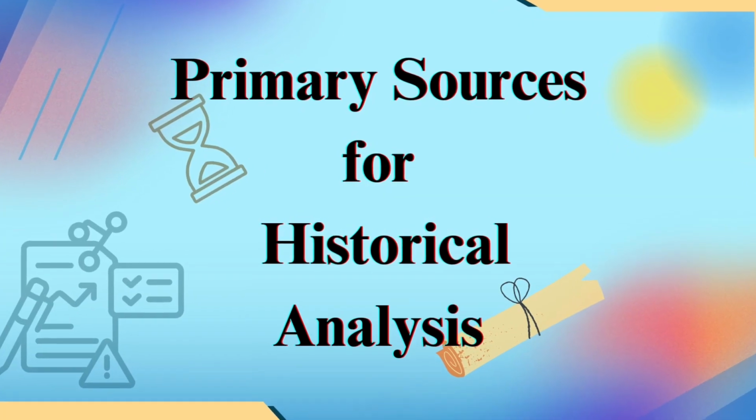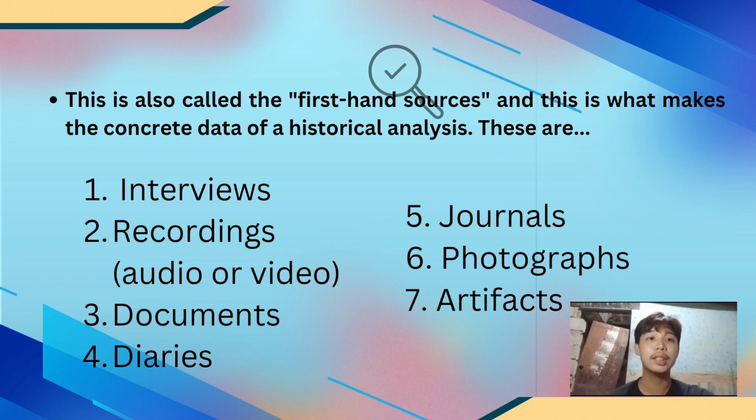Now let's discuss various sources that are essential to a historical analysis. Primary sources for historical analysis are also called first-hand sources, and thus they make up the concrete data of the historical analysis. The following are interviews, recordings, documents, diaries, journals, photographs, and artifacts.